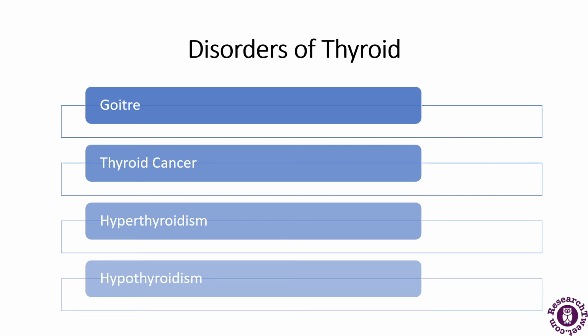Now, some of the disorders of the thyroid. The disorders include goiter, thyroid cancer, hyperthyroidism, and hypothyroidism. We will be discussing each of these disorders in detail.